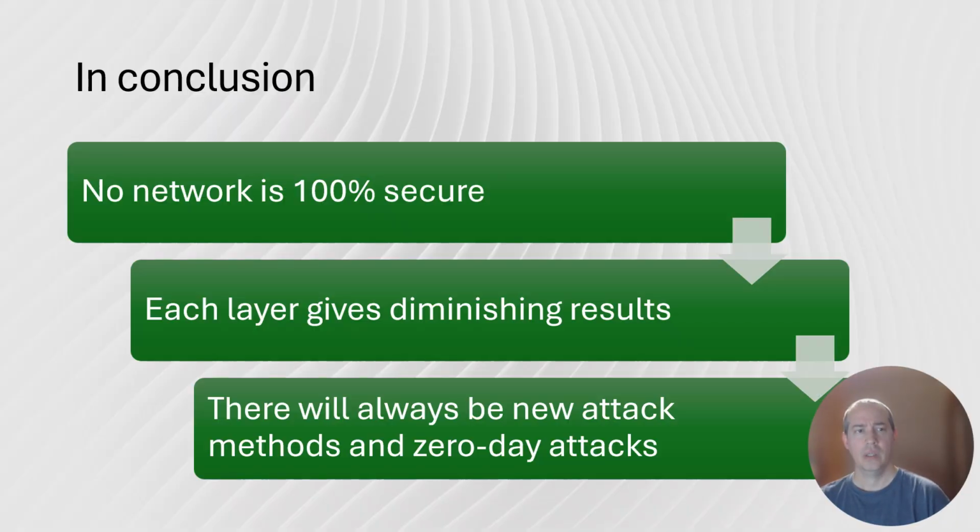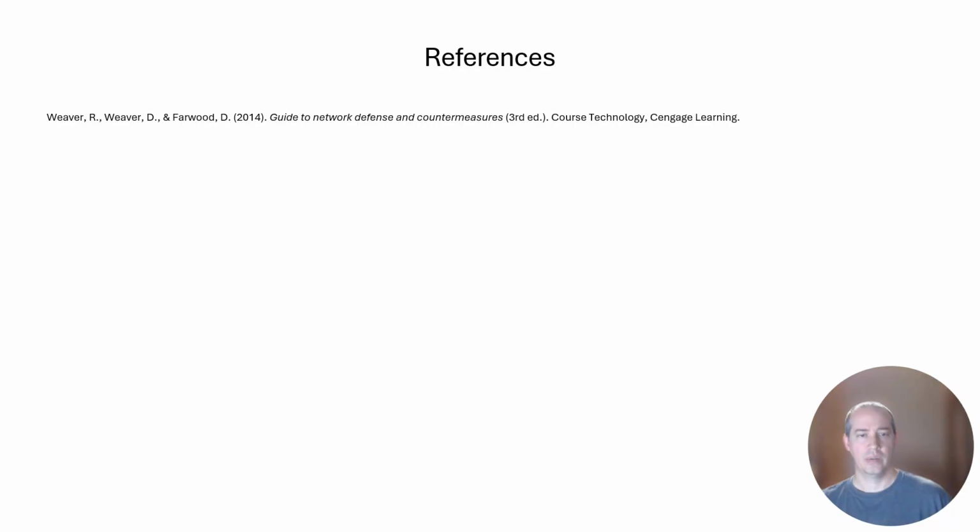So in conclusion, no network is 100% secure. We try to get as close as possible. Each layer you add gives diminishing results, the first layer giving obviously the highest benefit, and then there will always be new attack methods and zero-day attacks. So you need to just keep learning and figuring out where the vulnerabilities are to try to stay ahead of the threat actors. And references for the presentation are our course textbook.